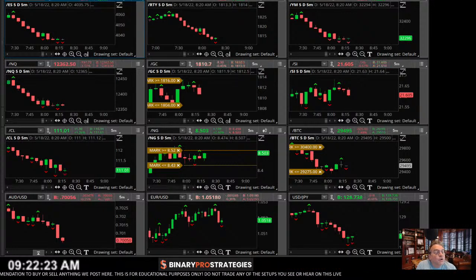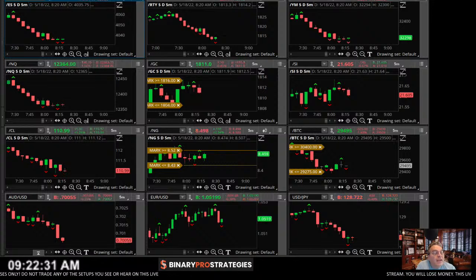Okay, still short gold, still short natural gas. Got to be careful on this natural gas. It could possibly reverse. But we are still short. Reversal is going to be 852, but we're still looking for a target of 843.